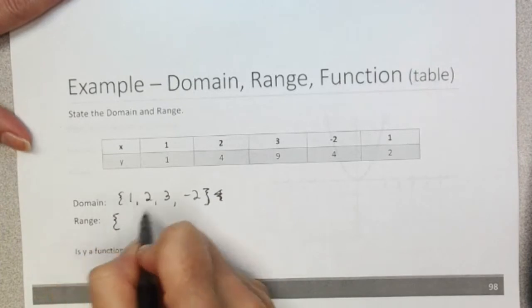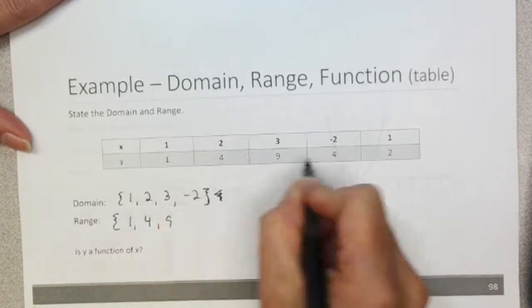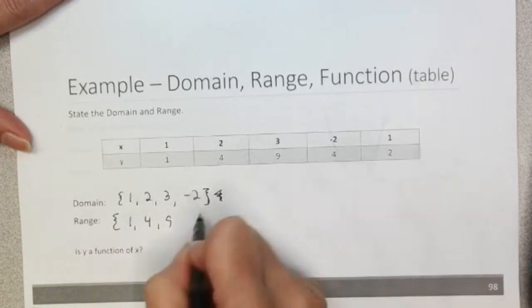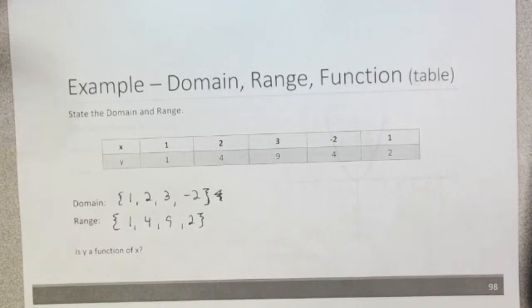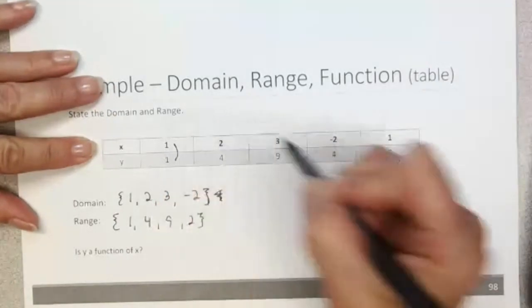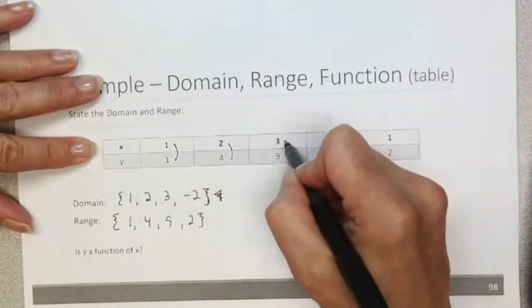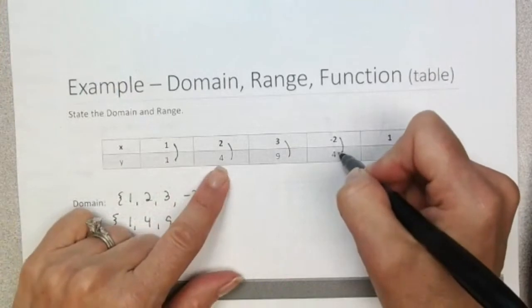There's a domain, the range, 1, 4, 9. I've already got 4, so I don't need to say it again, but I don't have 2. Okay, is y a function of x? Well, let's see. 1 corresponds with 1, 2 with 4, 3 with 9. -2 also corresponds with 4, but that's fine.